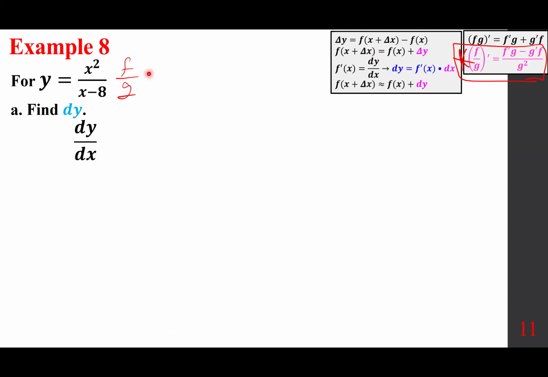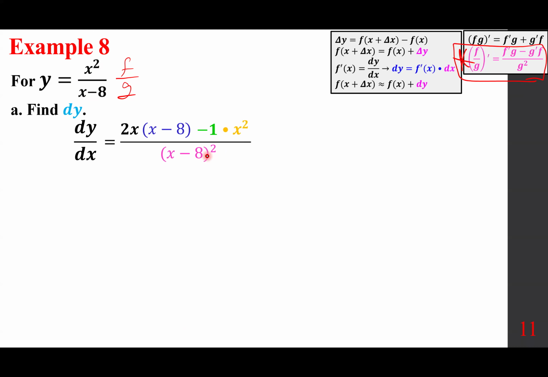f prime g minus g prime f over g squared. So f prime is 2x times g, which is x minus 8, minus g prime, the derivative of the bottom is just 1, times f, which is x squared, then write the bottom squared. So this is dy dx, or the derivative of the given function.